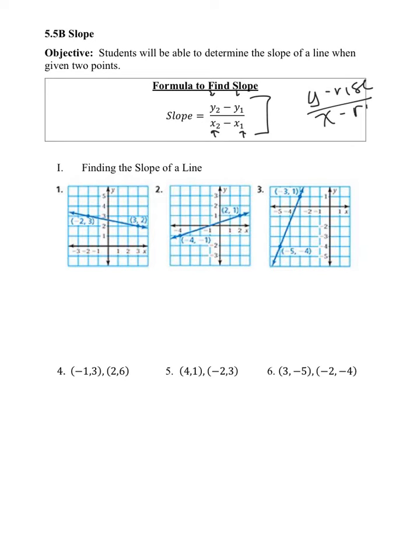which is our run. When you do the change in anything, when you're talking mathematically, it means to subtract the two numbers. So the change from 2 to 5 is 3. The change from 10 to 2 is 8. So here we're doing the change in y over the change in x. So y sub 2 minus y sub 1 over x sub 2 minus x sub 1.